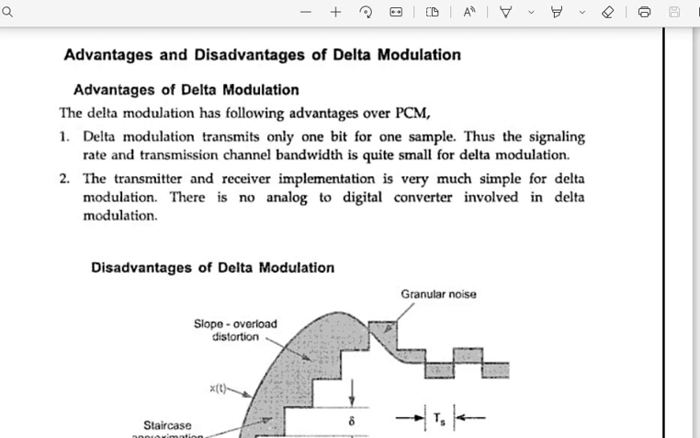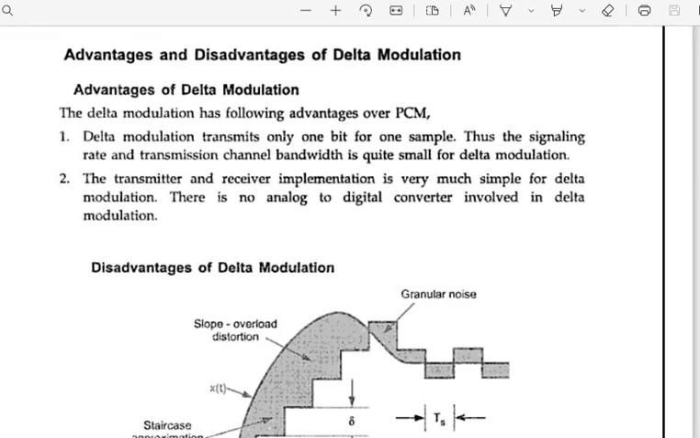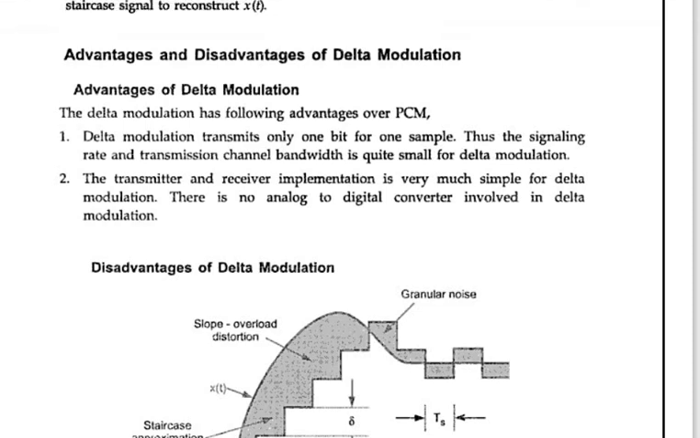See what the advantages and disadvantages of delta modulation are. Once again I am repeating. The advantage is that delta modulation transmits 1 bit per sample, so the signaling rate and the transmission channel bandwidth are quite small, which means they can be reduced. The second advantage is that the transmitter as well as the receiver implementation is very simple for delta modulation, and there is no analog to digital converter involved, because we are transmitting 1 bit per sample.